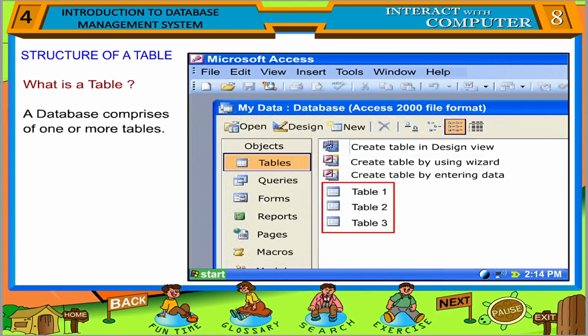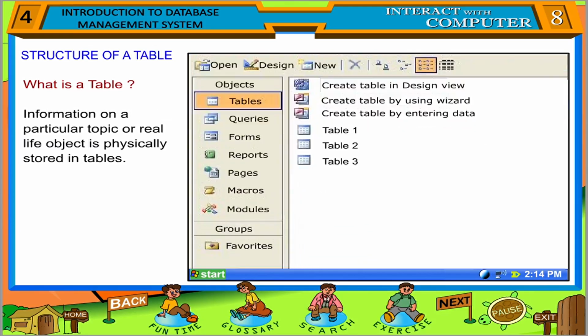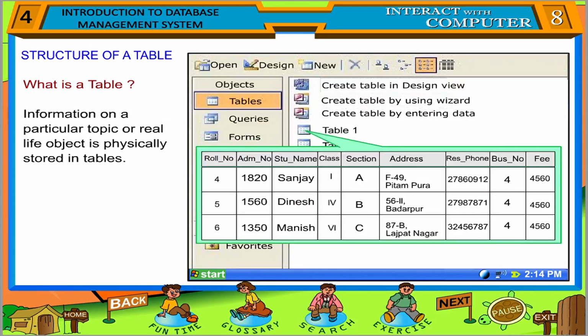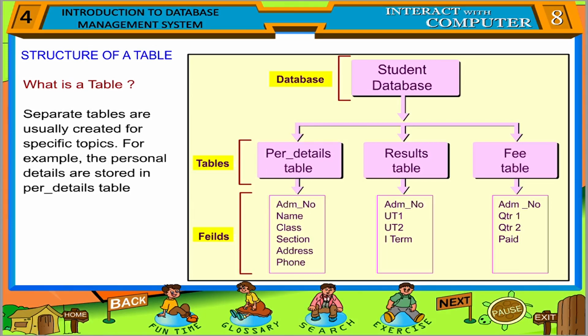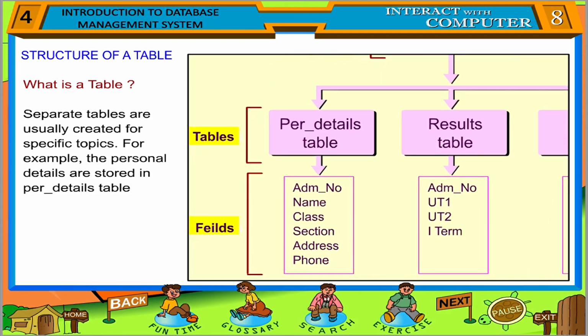Structure of a table. What is a table? A database comprises one or more tables. Information on a particular topic or real-life object is physically stored in tables. Separate tables are usually created for specific topics.